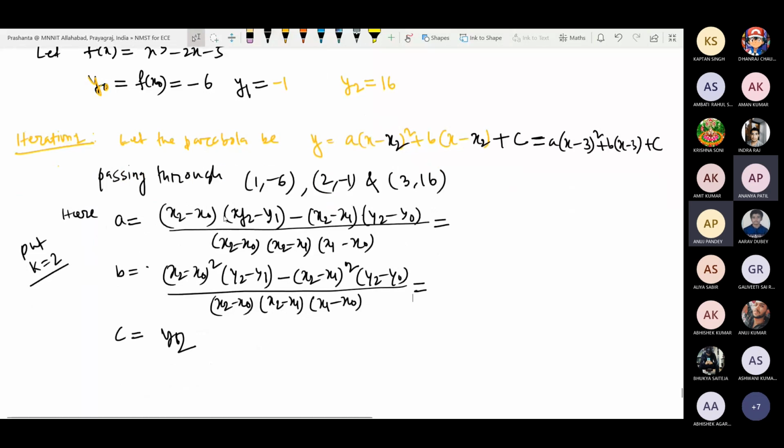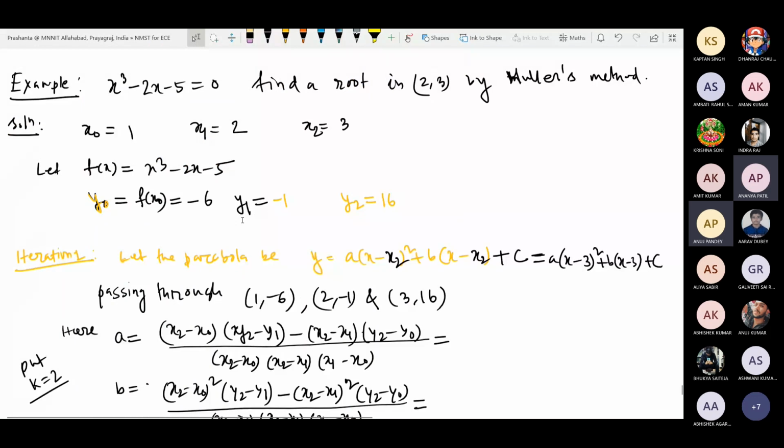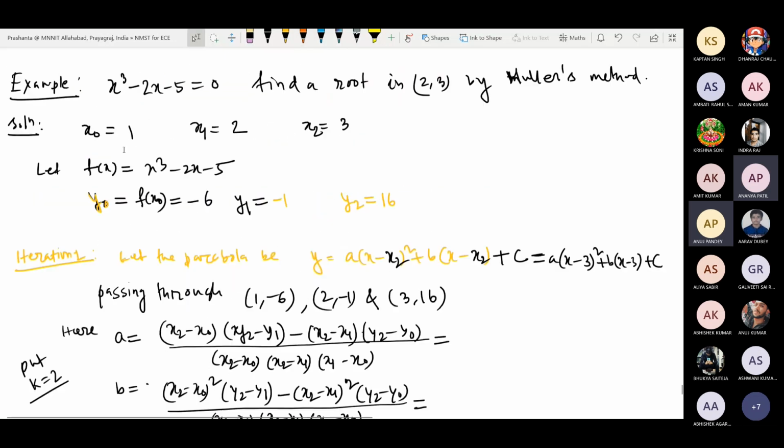What is c? C equals y2. What is y2? 16. So c value is known to you. C is 16. So tell me what is a and b. First you calculate a, and then you can easily evaluate b. So x0 is 1, x1 is 2, x2 is 3. And y0 is minus 6, y1 is minus 1, y2 is 16. Okay.